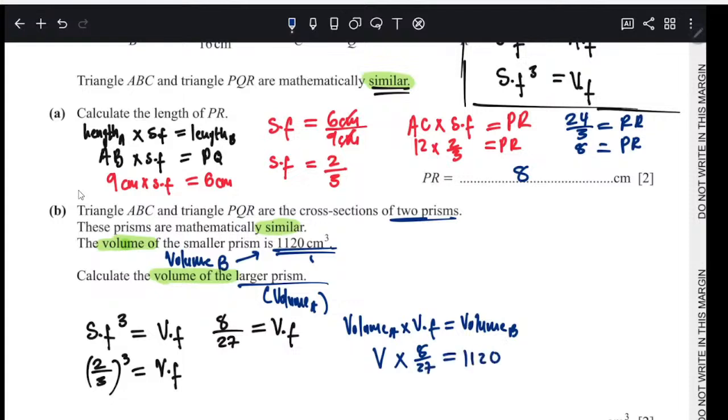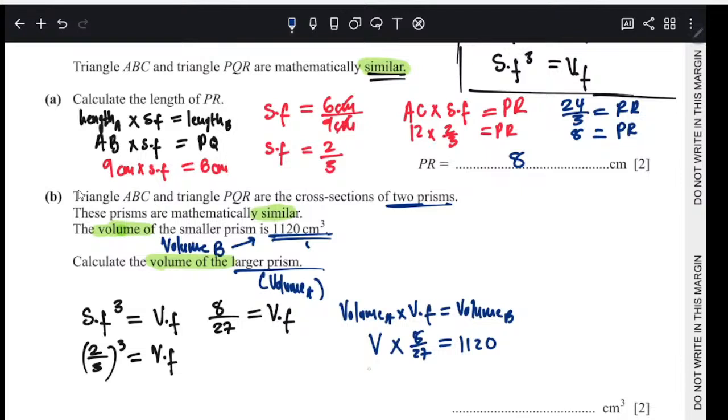1120. So to then get the volume, you say 1120. You take the fraction to the other side, it will spin, times 27 divided by 8. Can somebody get what's the answer there? What is 1120 times 27, then divided by 8? What do you get as the answer?